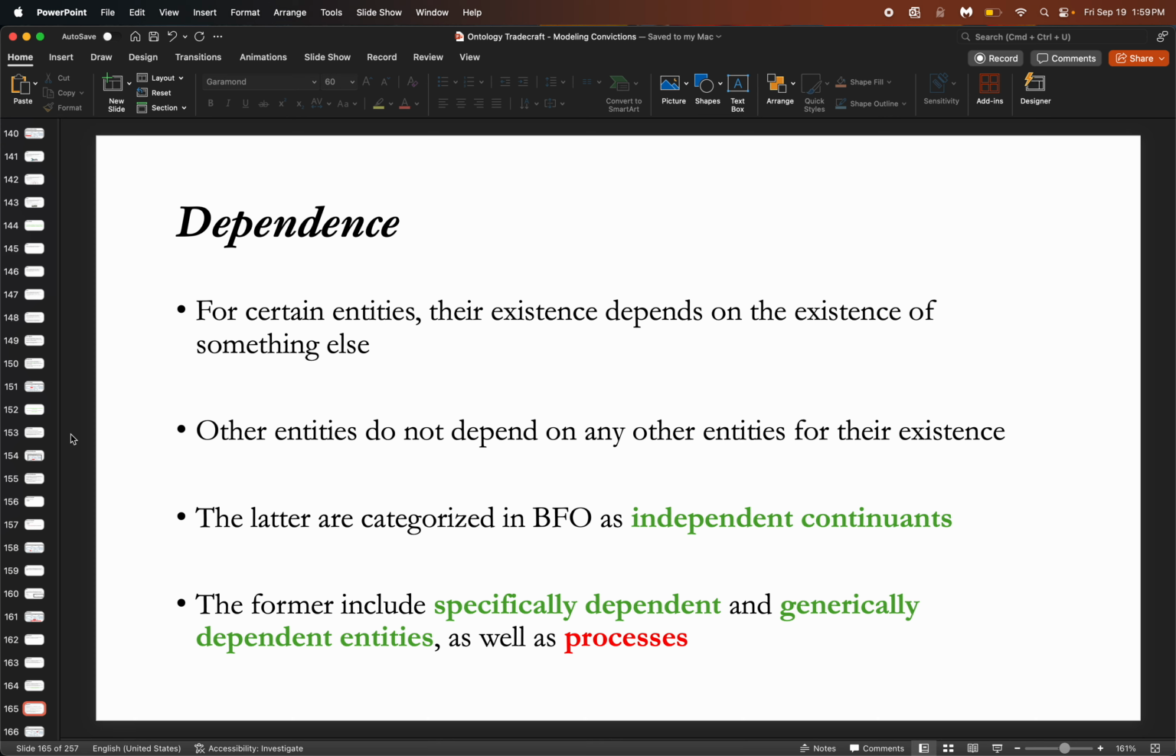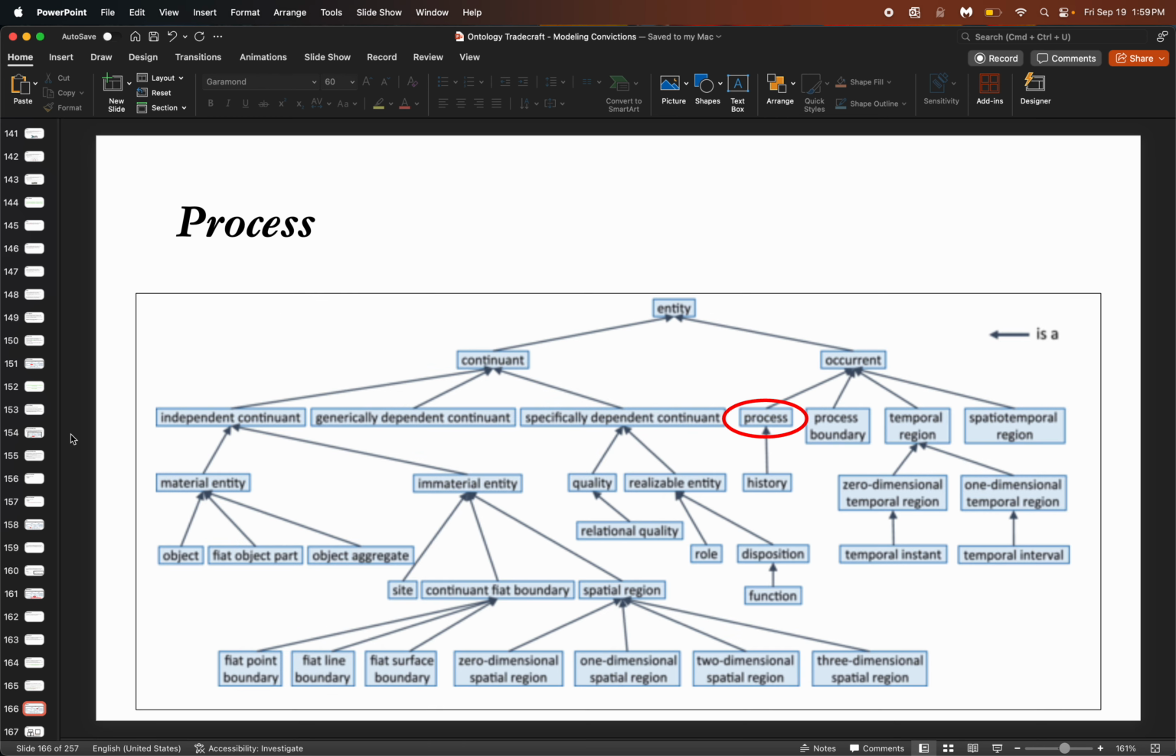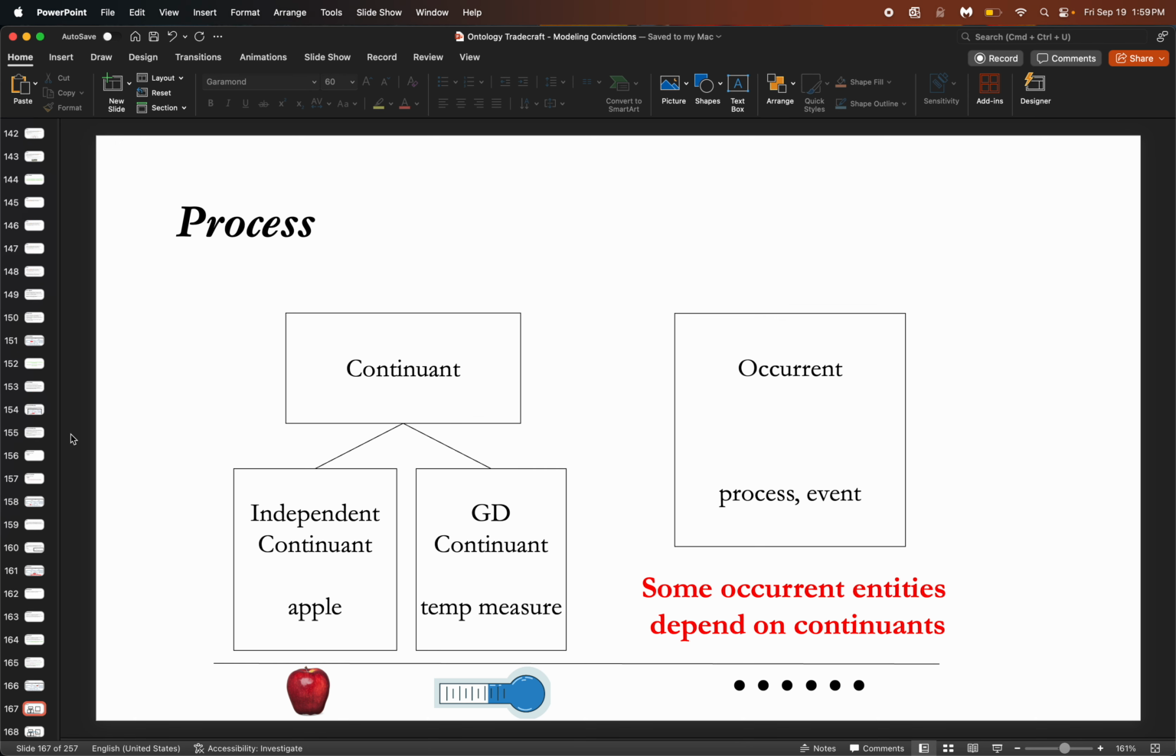So now what I've done here is I've walked through the immaterial side and the material side. I've walked through everything on the continuant side in terms of dependence and in terms of relationships to independent continuants. But now I'm going to turn over to the other main branch of BFO, the occurrence side, and that's where we'll find processes and things that exist over time. So processes are a subclass of occurrent, and they are also dependent. So some occurrent entities depend on continuants for their existence. So processes like the vibrations or rotations of molecules that underwrite temperature measurements, or the things being measured that are parts of the life of an apple, for example.